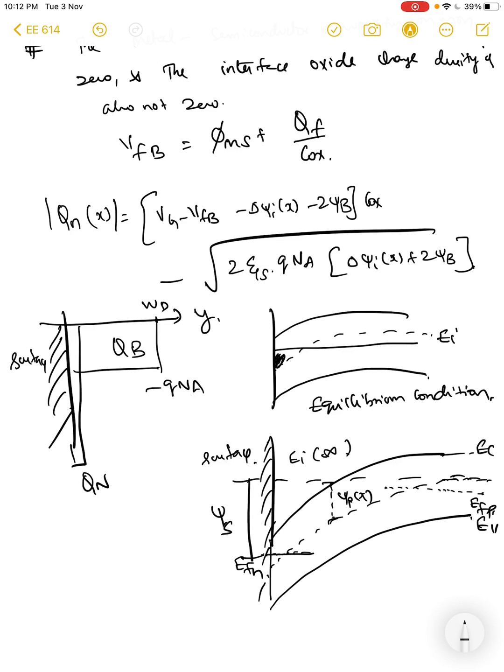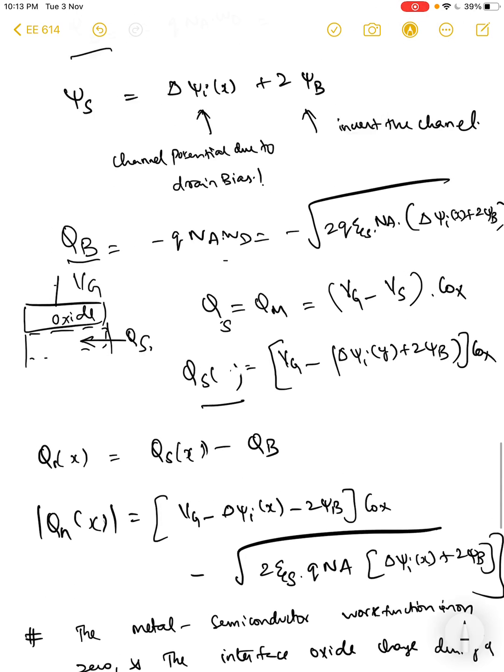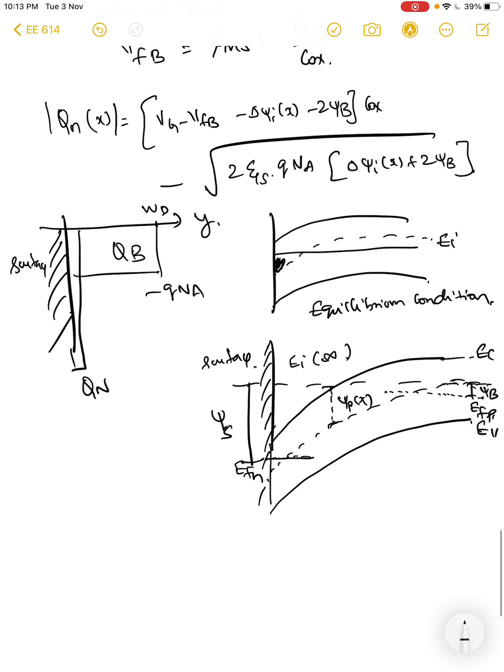And it is from here that we write this. Remember, this is psi b, right? And it is from here that we write this relation, that the surface potential is delta psi I of x plus 2 psi b, because 2 psi b is this, and psi s.